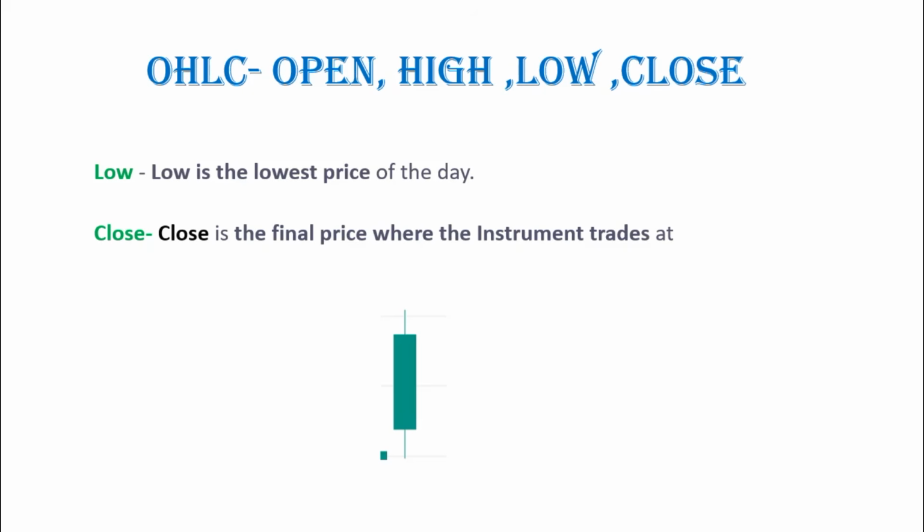What is called low? That is called the lowest price. The low is the lowest price for that particular day or for that particular time frame which we are looking into. Close is the final price where the instrument trades. That is the closing price for that particular candle or for that particular day. If you are looking into the daily time frame, it will be the daily chart. And if you are looking into the 5 minute time frame, it is that candle's close price, where it finally trades.